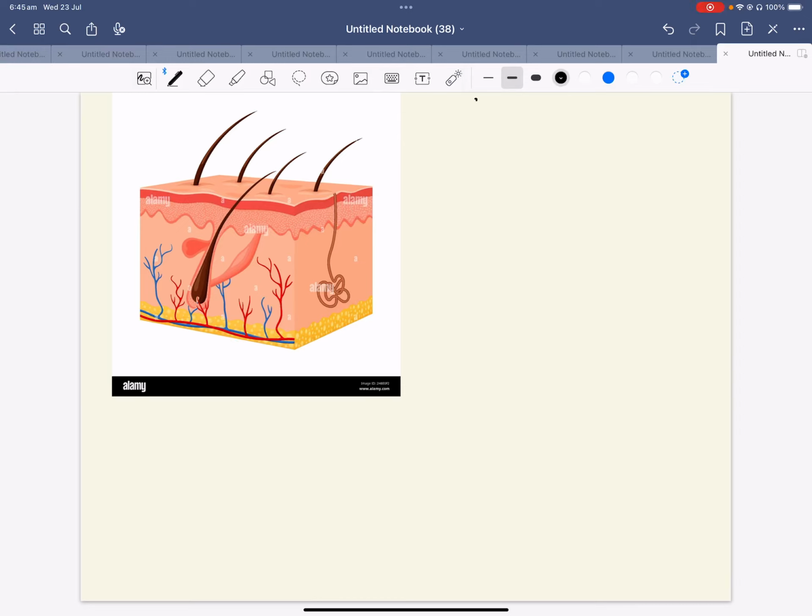Today I'm going through the skin. Okay. There's three main layers of the skin. The epidermis, dermis, and the hypodermis.